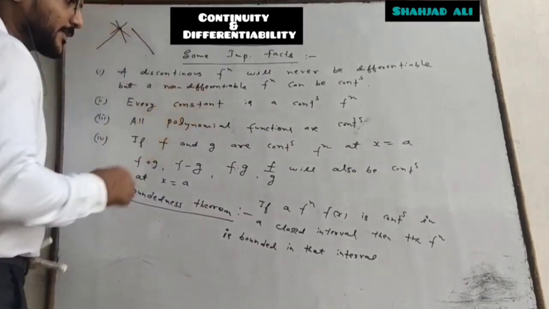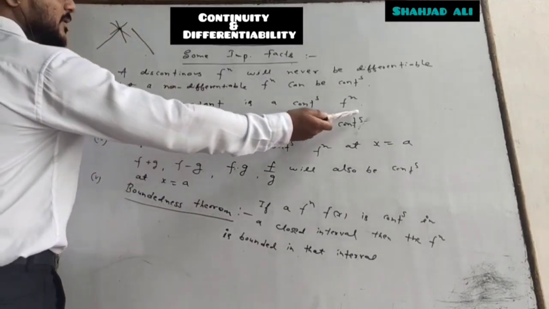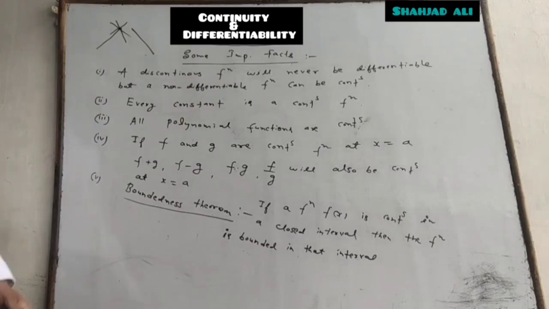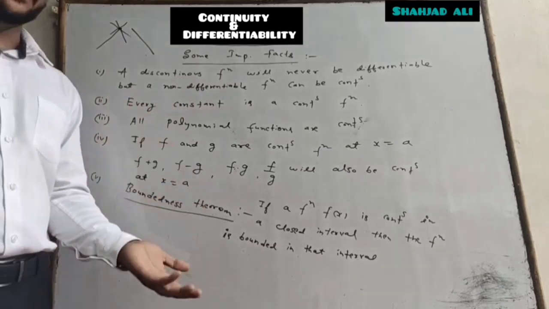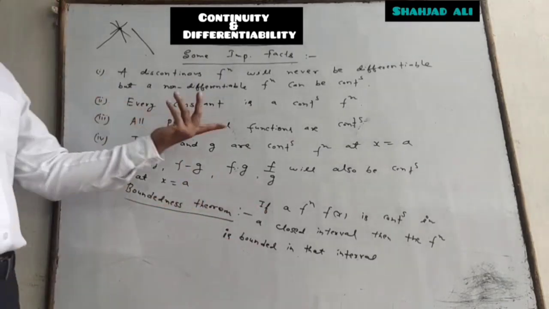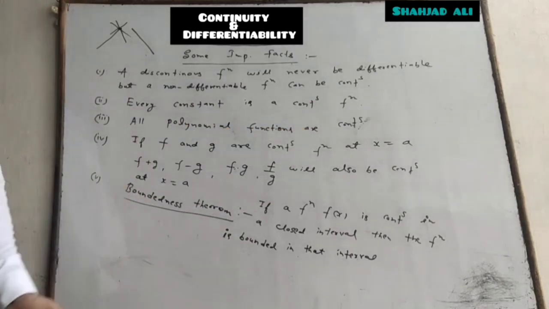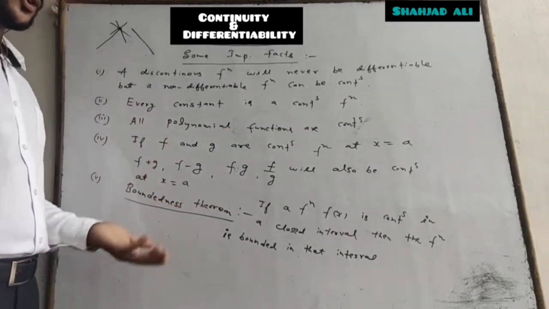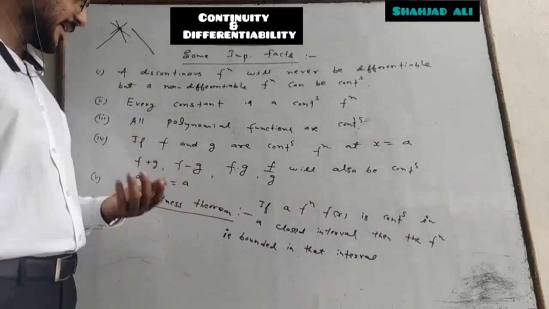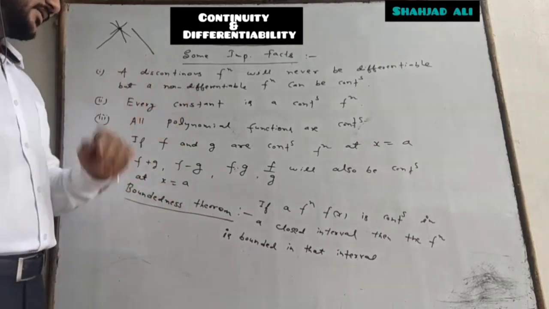Second point: every constant is continuous. If any constant like y equal to 4 or 3, something like that, that will definitely be continuous. All polynomial functions are continuous. A polynomial of any degree, either linear, quadratic, cubic, quartic, quintic, anything, will be a continuous function.